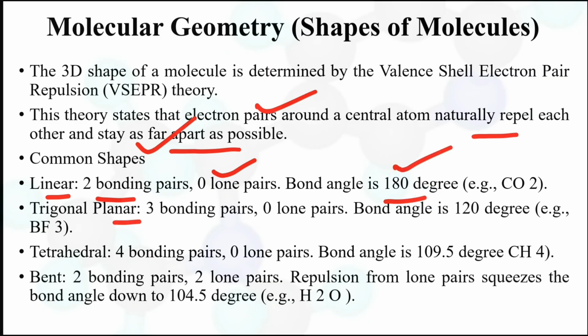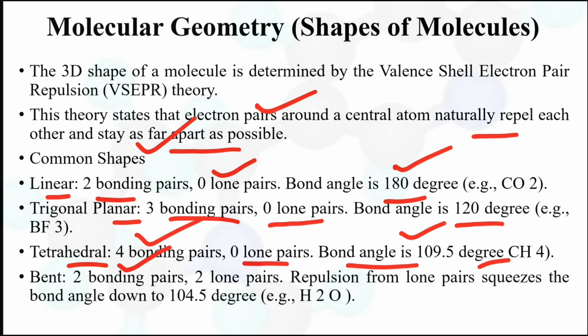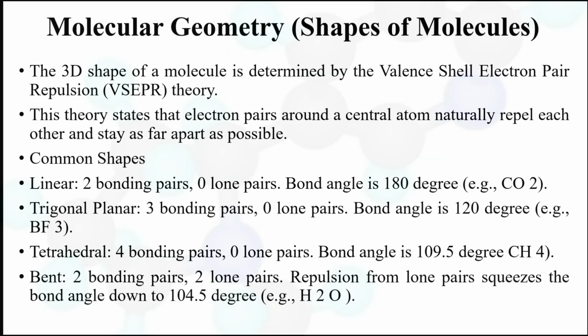Trigonal planar: 3 bonding pairs, 0 lone pair, bond angle is 120 degrees. Tetrahedral: 4 bonding pairs, 0 lone pair, bond angle is 109.5 degrees. Bent: 2 bond pairs, 2 lone pairs, repulsion from lone pairs squeezes the bond angle down to 104.5 degrees, as in the case of water molecule. So these are some shapes of molecules which are formed between atoms by chemical bonds.